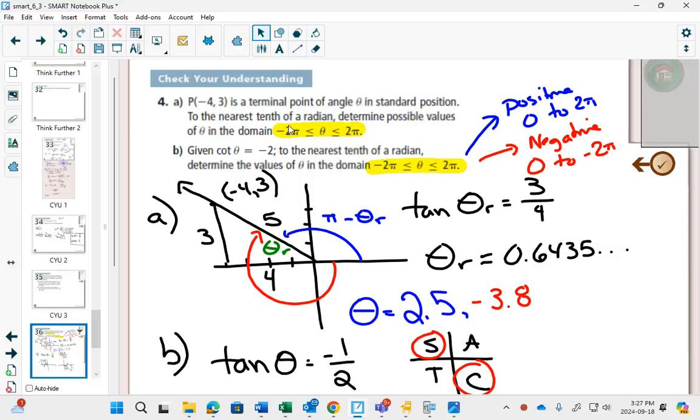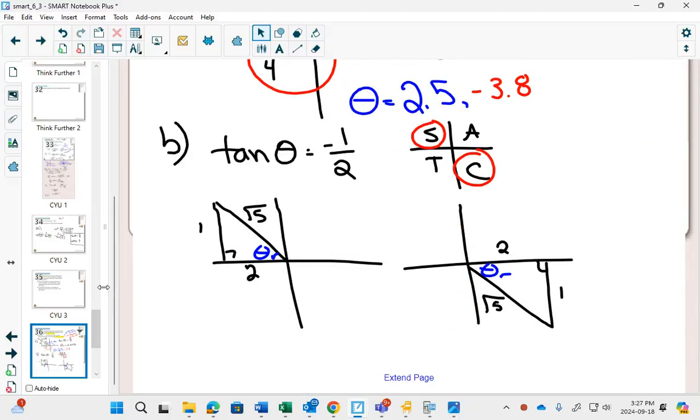In my picture, these are my positive angles. This one in standard position and this one in standard position. For my negative angles, I would have this one in standard position and that one in standard position. So I need to find all 4.